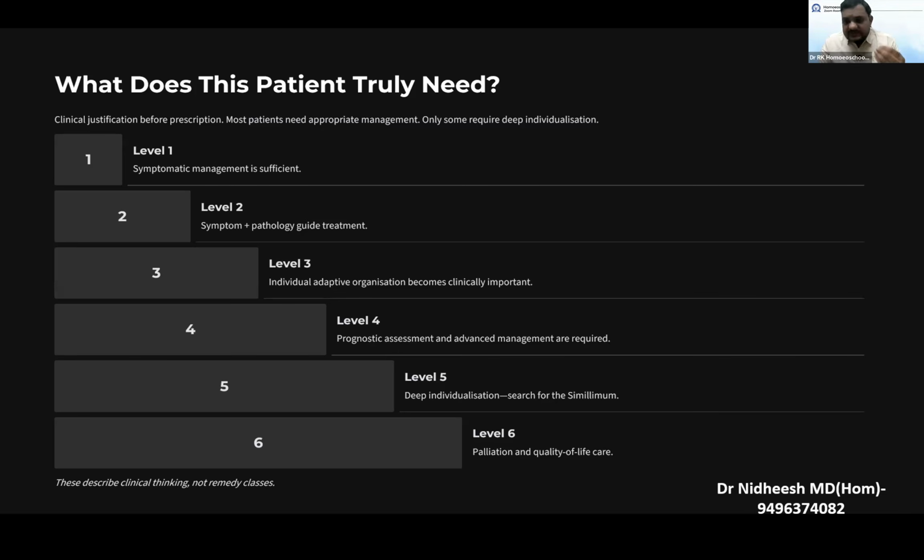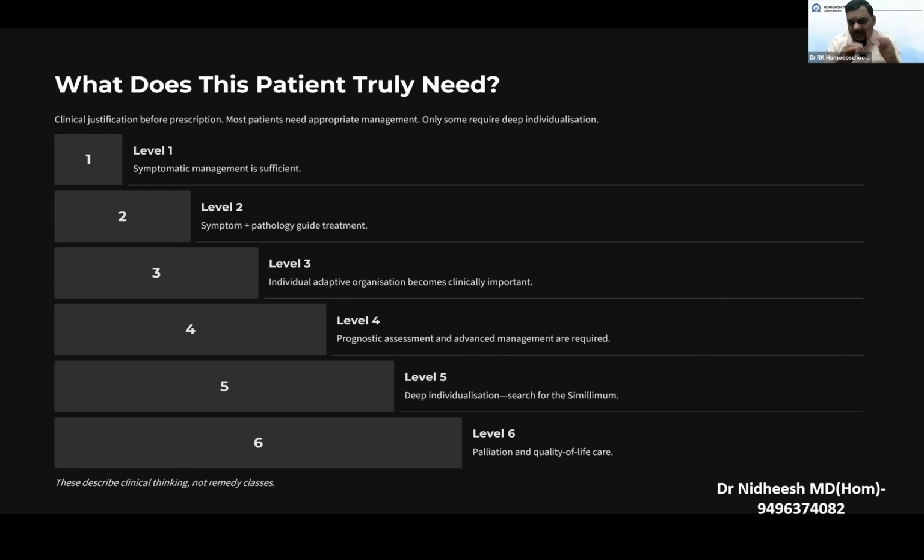To identify these 6 levels, we have incorporated a method called a case-taking tool. Whenever we take a case, in the general format, from presenting complaint to mental generals, this case sheet automatically becomes a questionnaire and it scores, and based upon those scores, the marks come. Based upon the marks, these levels are fixed. I will explain those things in the coming sessions if needed. It has a total of 36 marks, from 6 to 36.